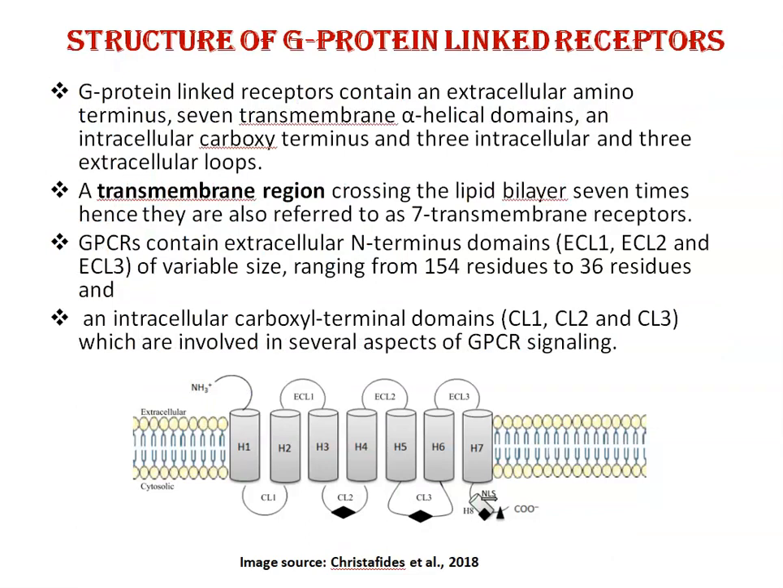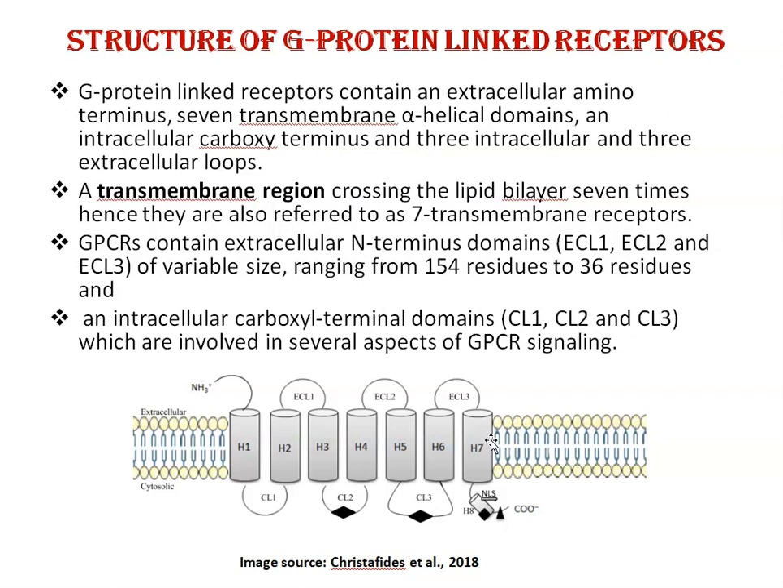As I already told you, G protein linked receptors contain an extracellular amino terminus, this part, 7 transmembrane alpha-helical domains, an intracellular carboxy terminus, and 3 intracellular loops and 3 extracellular loops, right? A transmembrane region crossing this lipid bilayer 7 times. You can count 7 times. Hence, they are also referred to as 7 transmembrane receptors, right?